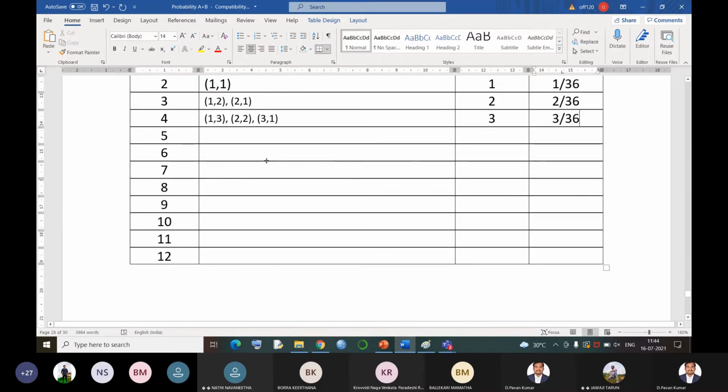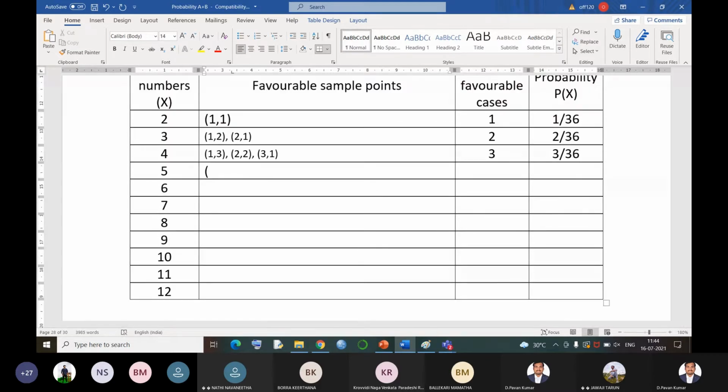Next, the favorable number of cases of getting sum 5. The combinations we get are 1 comma 4, next 2 comma 3, 3 comma 2, next we have 4 comma 1. We have 4 favorable number of cases over here. So the probability of getting sum 5 is 4 by 36.